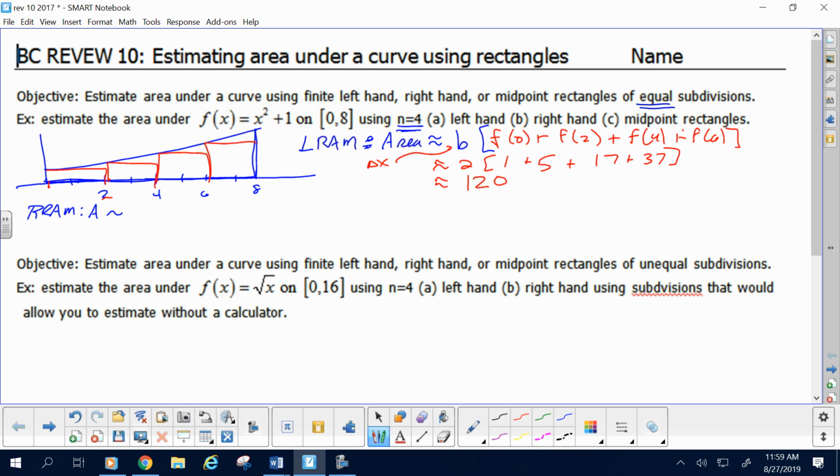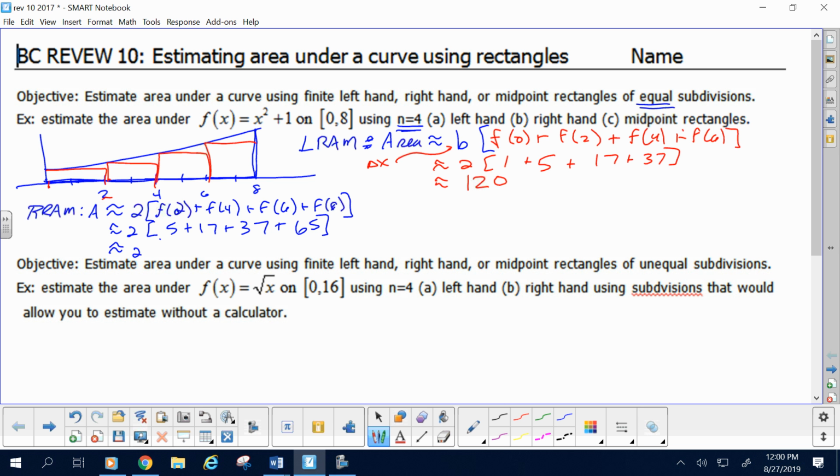It is an estimate. The area is approximately. The base is still 2. I'm just going to write the delta x in 2. The heights for RM, f at what? F at 2, f at 4, f at 6, and f at 8. Okay, so that might be something like 2 times 5 plus 17 plus 37 plus, what's f at 8? 65.